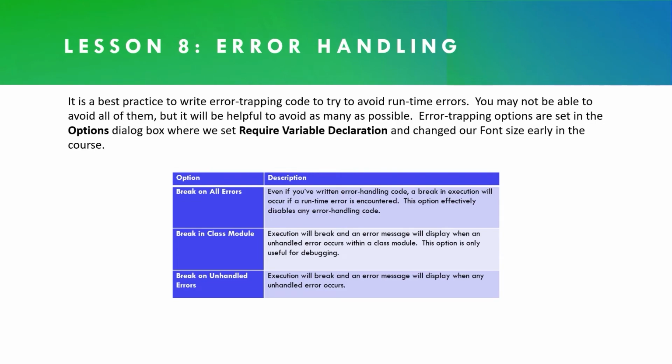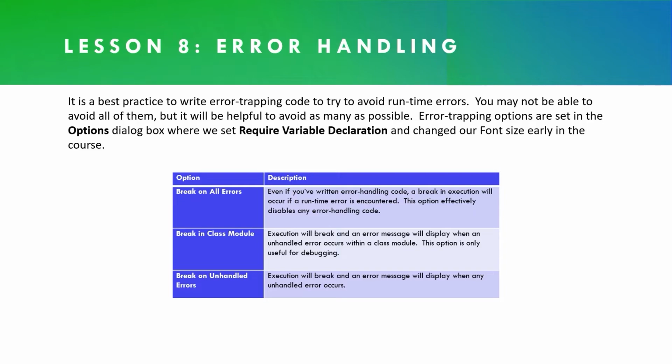So we know that we could resolve that error by renaming reports 2 back to reports, and we will be doing that. But first, let's talk about error handling. It is a best practice to write error trapping code to try to avoid runtime errors. You might not be able to avoid all of them, but it will be helpful to avoid as many as possible. There are options for error trapping, and they're in the options dialog box where earlier we made sure require variable declaration was set and we changed our font size.